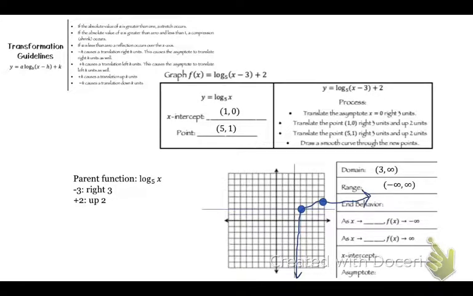Domain here is 3 to infinity. Range is negative infinity to infinity. And behavior, as x goes to 3, f of x goes to negative infinity. And as x goes to infinity, f of x goes to infinity.